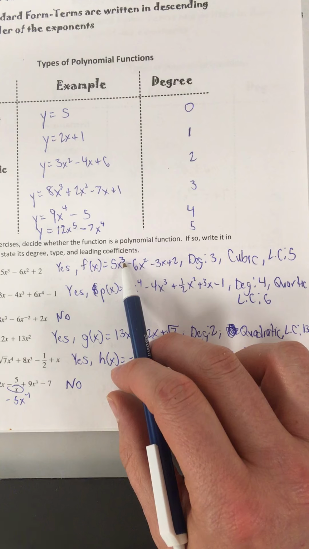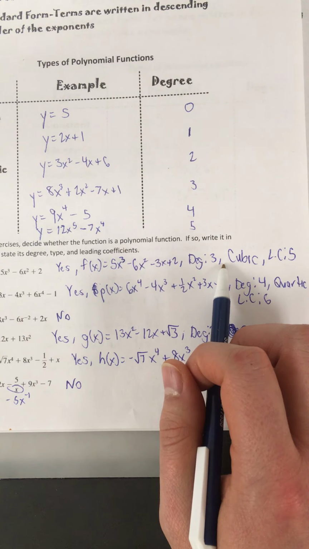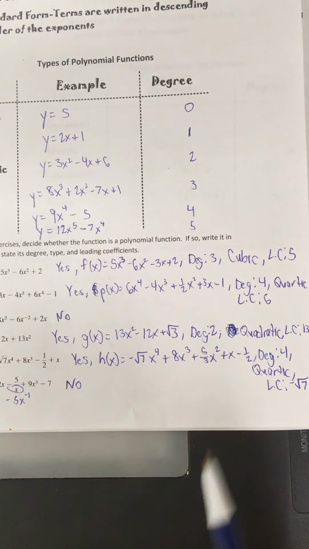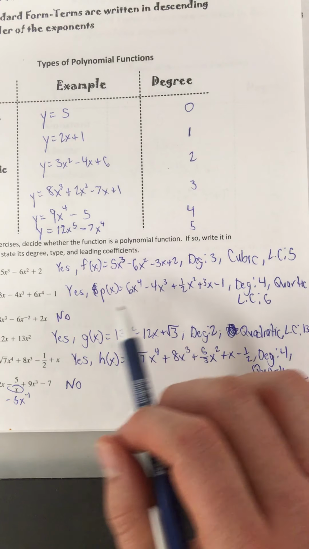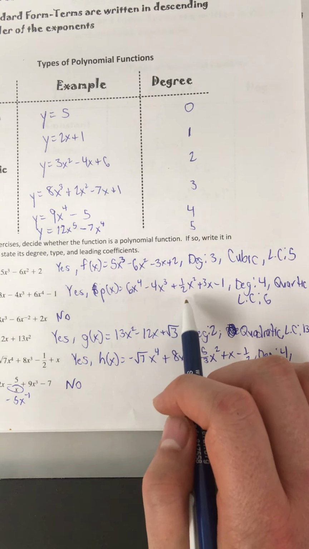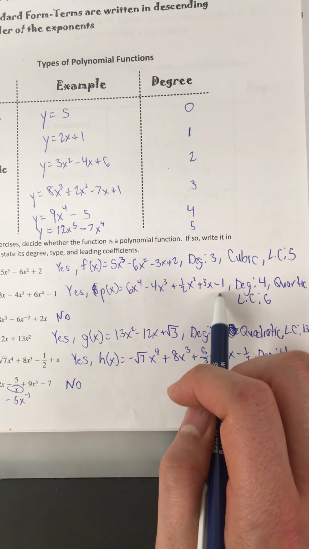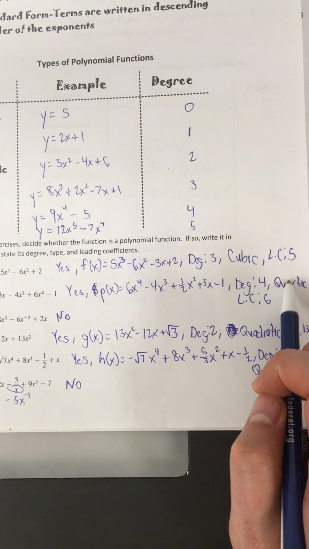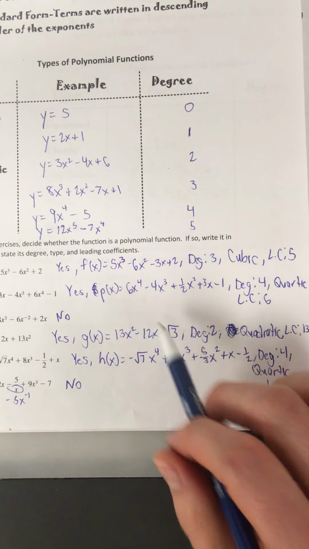And if the degree is 3, what type is it? It's cubic. And then the leading coefficient, the LC, is 5. That's the front number after you write it in standard form. Second problem is going to be 6x to the fourth minus 4x to the third plus 1/2x squared plus 3x minus 1. Putting it in order, the degree is 4. It is quartic because the degree is 4, and the leading coefficient is 6.